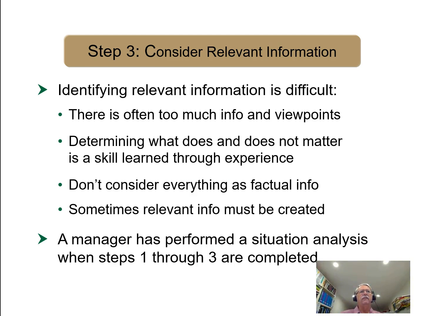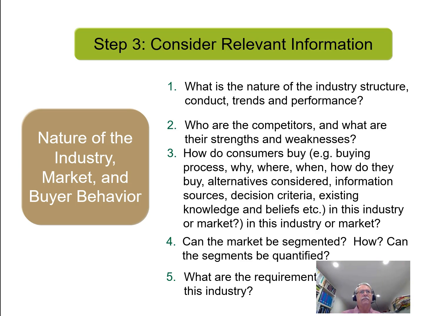So when we consider relevant information, we know that actually identifying what's relevant can be difficult. Often you'll be faced with a situation where there's too much information. You need to work out what matters and what doesn't. And you need to separate that information between what is factual versus opinion. So you want to be really, really careful about people's opinions that come out. And sometimes you've got to create the relevant information, such as conducting your own survey. So if you've been through steps 1 to 3, that's when you've completed a situation analysis.